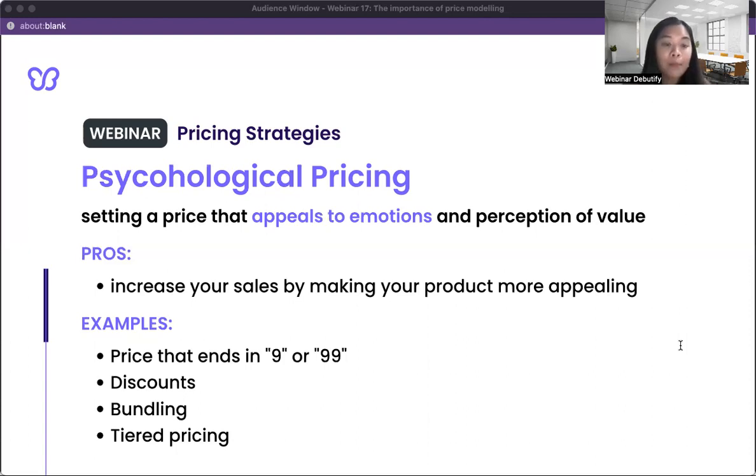Bundling involves offering multiple products or services together at a lower price than they would cost individually. I will touch upon this later on in the webinar, as well as tiered pricing, which involves offering different levels of a product or service at different price points so that it can also appeal to customers with different budgets, needs, and priorities. Overall, psychological pricing can be a powerful tool in a saturated market. It can help you stand out from competitors and appeal to your customers' emotions and perceptions.